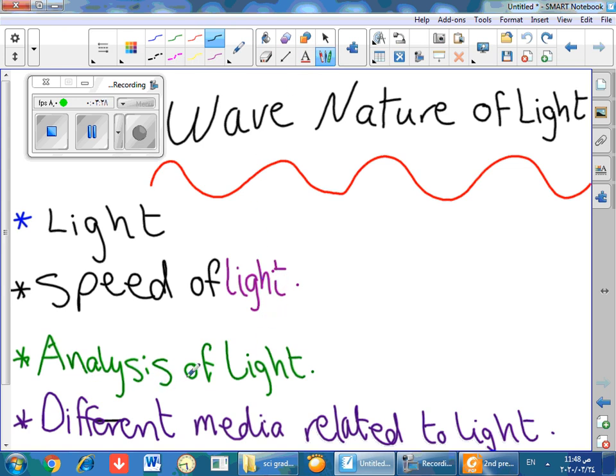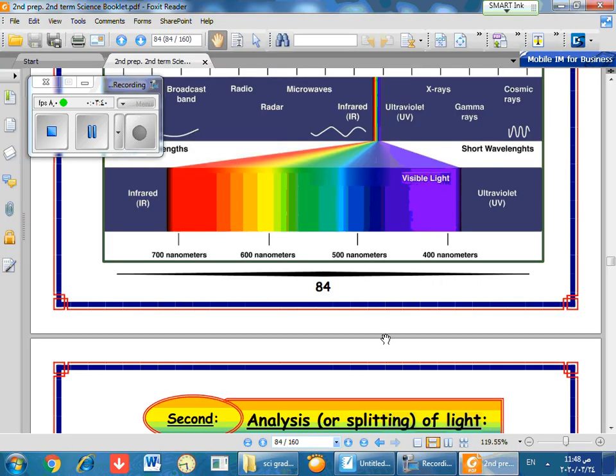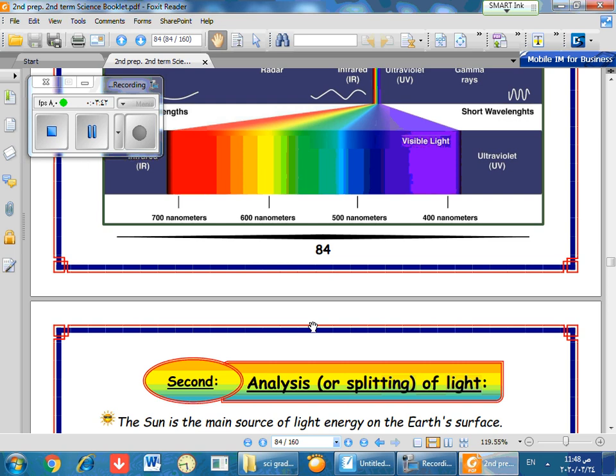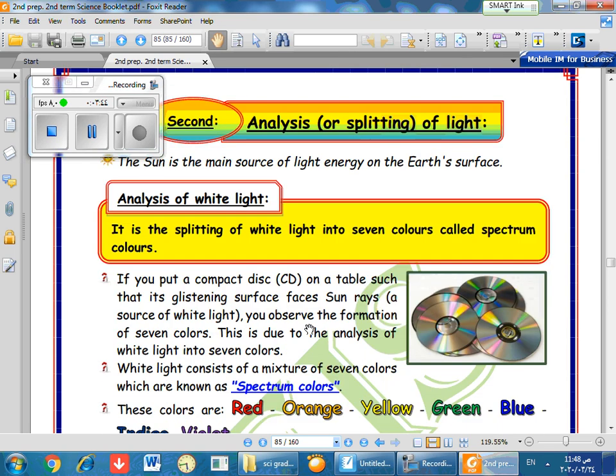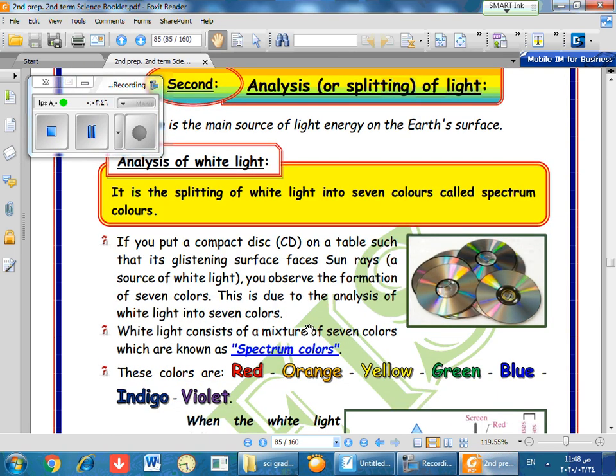Now we'll talk about the analysis of light, or the splitting of light. All of us know, as we studied in grade 5, I think, that light travels in a straight line and the main source of light is the sun. Okay. The white light or sunlight consists of 7 spectrum colors.